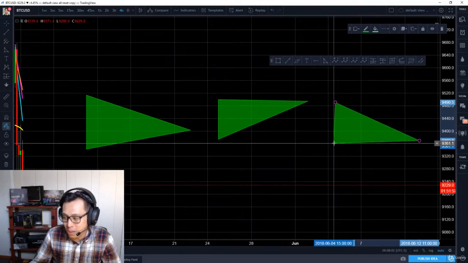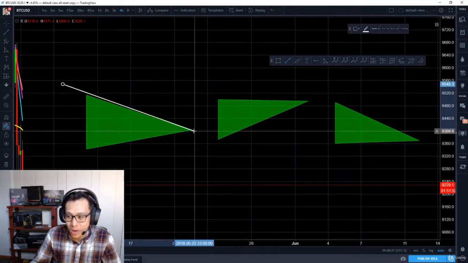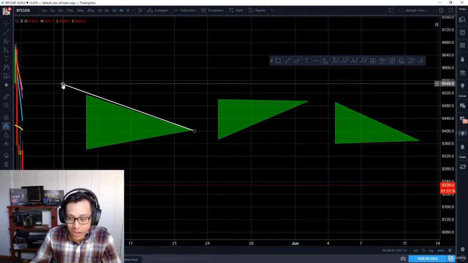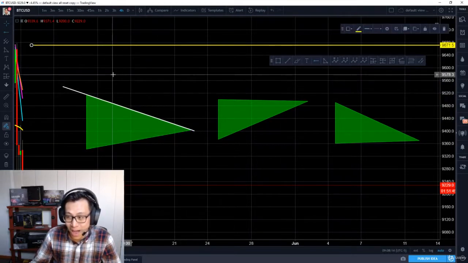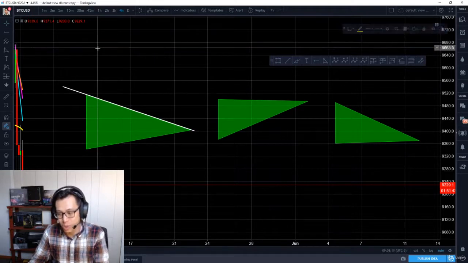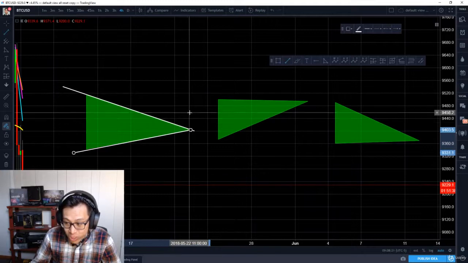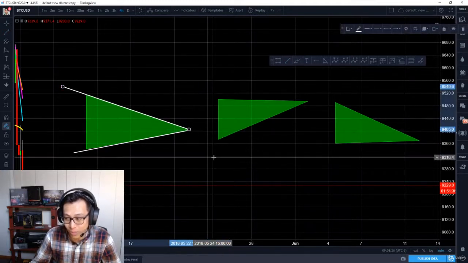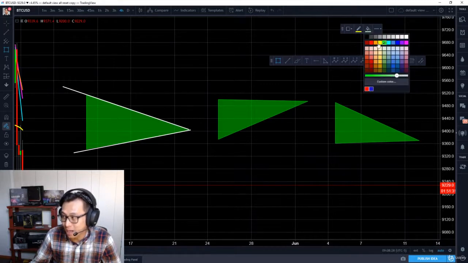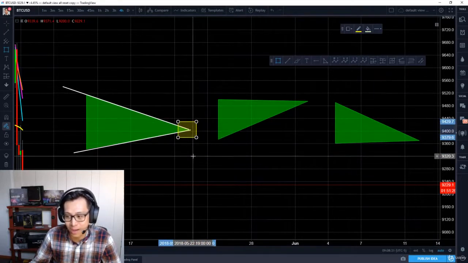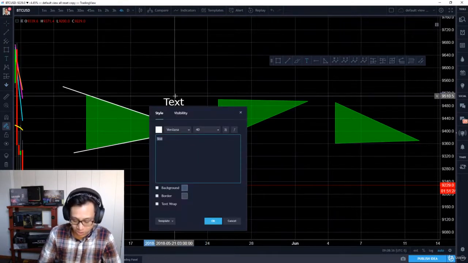Notice that this symmetric triangle has two sloped lines. Remember how we were talking about how resistances and supports can be not just horizontal like that, but can also be sloped as well. Notice how this one has two converging lines that end up meeting somewhere, right? This particular point right here, guys, that I'm about to highlight in yellow for you, is called an apex, okay? I'm going to label it for you guys as well. That is called the apex right here.